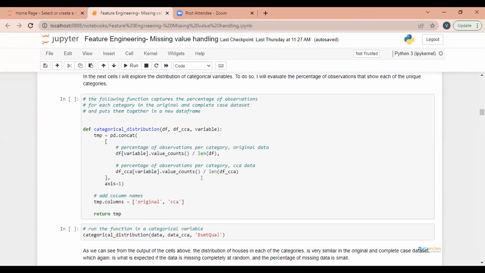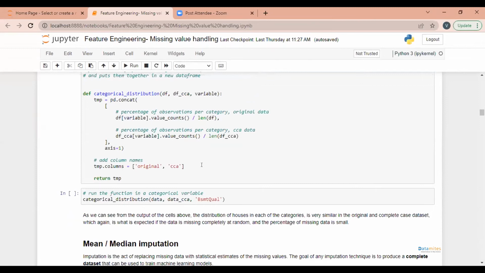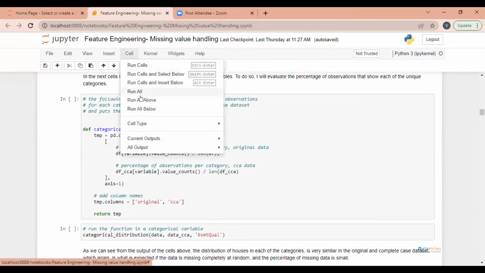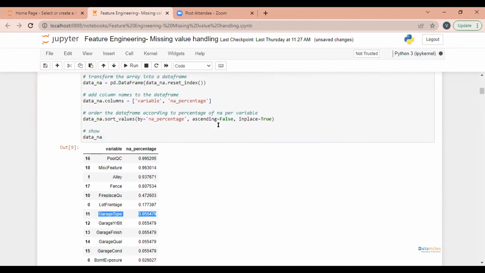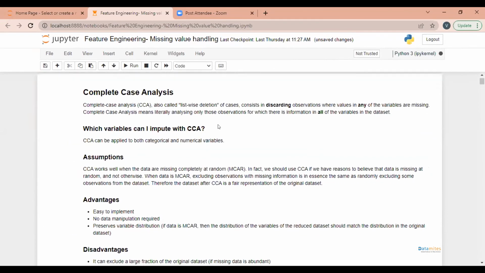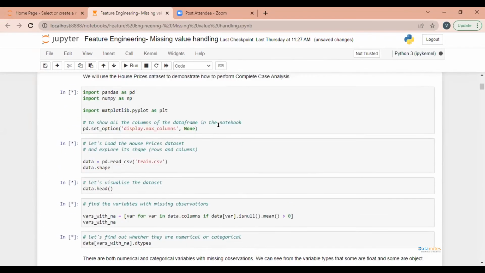The basement quality example, okay, let me just. Just give me 2 minutes.